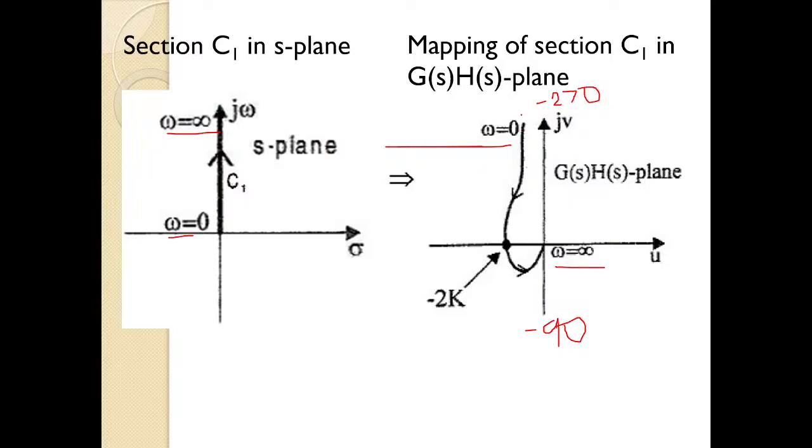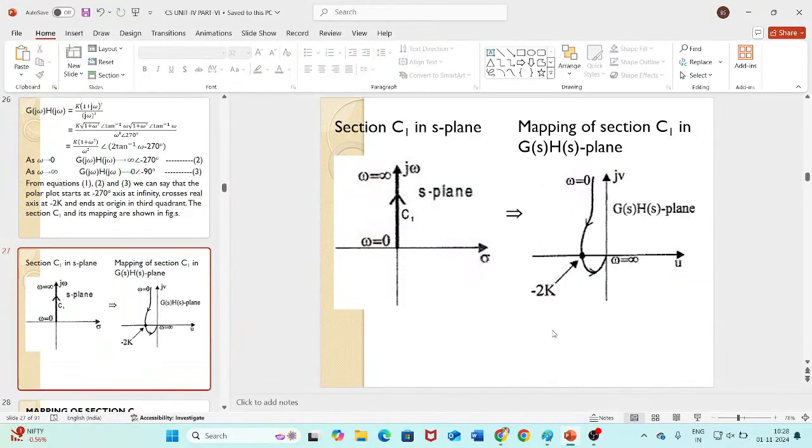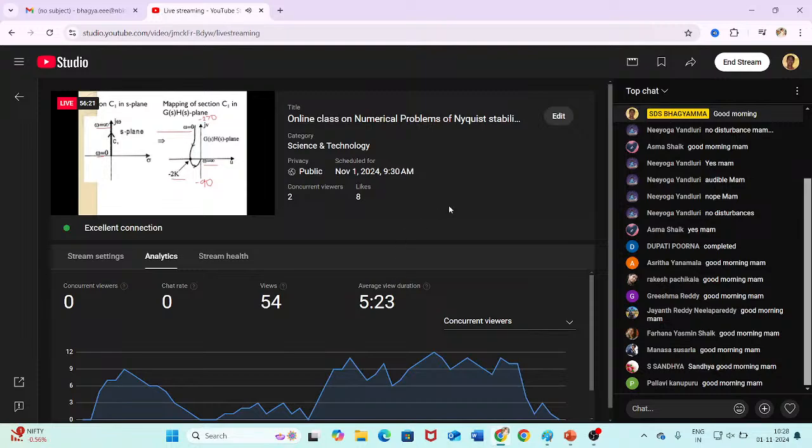The magnitude is infinity at the starting. So the plot will start at the minus 270 axis, pass through minus 180, and end at minus 90. If anyone is unable to follow, please inform. This is the mapping of section C1 in the G of S H of S plane.